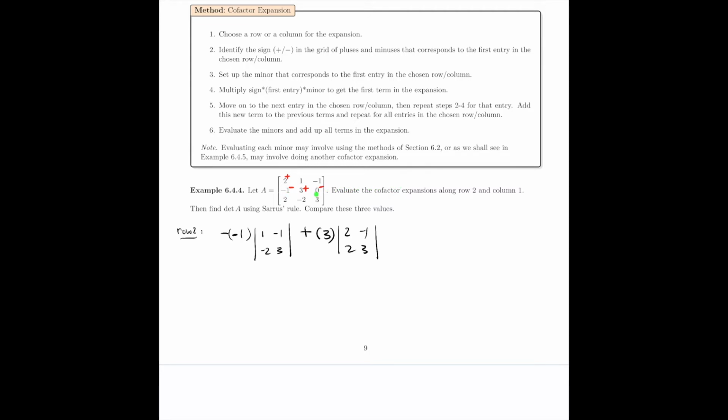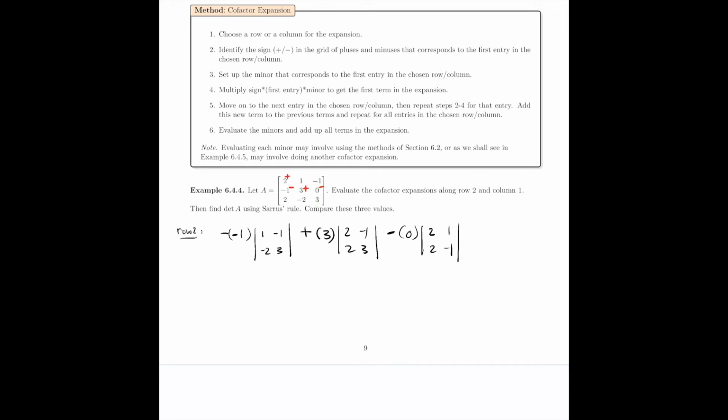So the last thing is the last entry here. We're going to delete the row and column that it's in. So if we delete that row and column, we're left with 2, 1, 2, minus 2, and then the sign is negative. And I'm going to have 0 times it because 0 is that entry. So look what we have here. We've got the entry, the minus 1, times the minor. Then we have plus the entry, the 3, times the minor when we delete the row and column of that entry. And then minus the entry times the minor. Minus the entry times the minor.